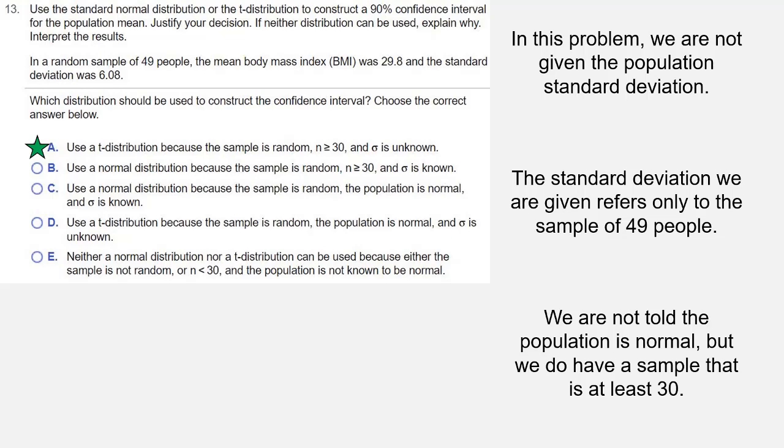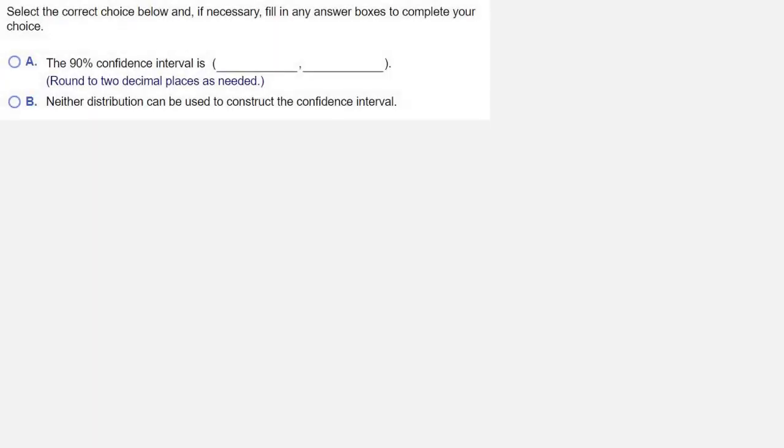What about the next part of the problem? Select the correct choice below, and if necessary, fill in any answer boxes to complete your choice. So we want to build the 90% confidence interval. It's not going to be that neither distribution can be used, because we already said that we can use the t-distribution. So we're going to use that t-distribution and find the degrees of freedom.